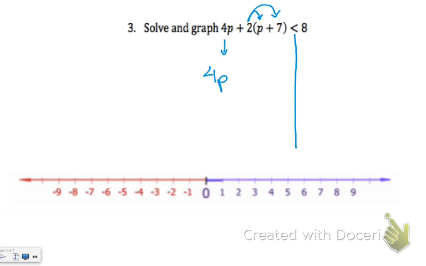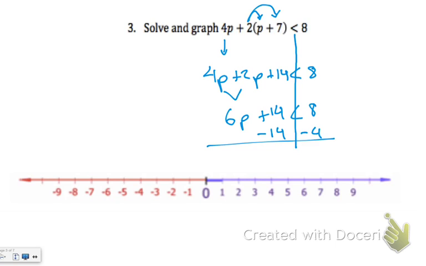We can't combine that with anything just yet. 2 times p is 2p. 2 times 7 is positive 14. And all that is less than 8. So now let's go on ahead and combine our like terms. Since it's on the same side of the inequality, we can combine 4p and 2p to 6p plus 14 is less than 8. We're going to subtract the constant 14 on both sides. So 6p is less than 8 minus 14, which is negative 6.